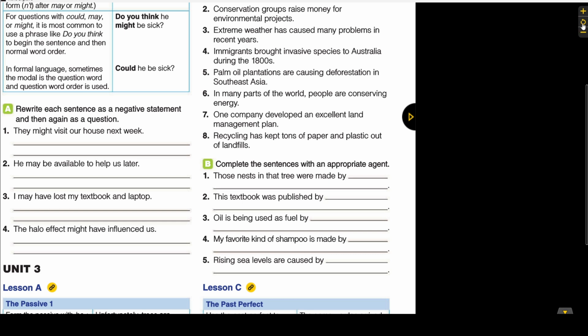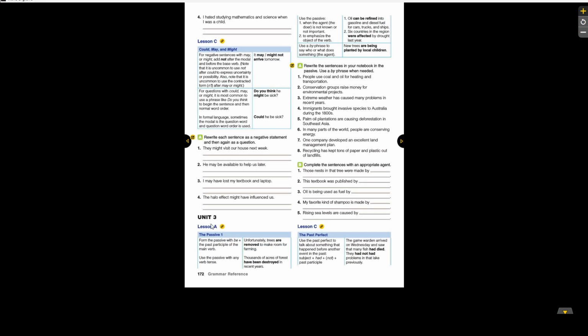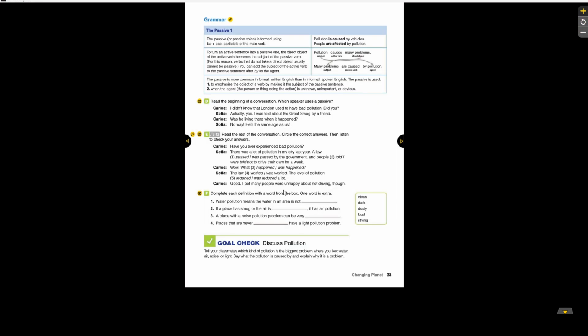All right, I'm going to reset. We're going to go back to page 33. And just to remind you one more time, in the comments below, go ahead and write, what is the biggest pollution problem where you live? Use the comment section below.